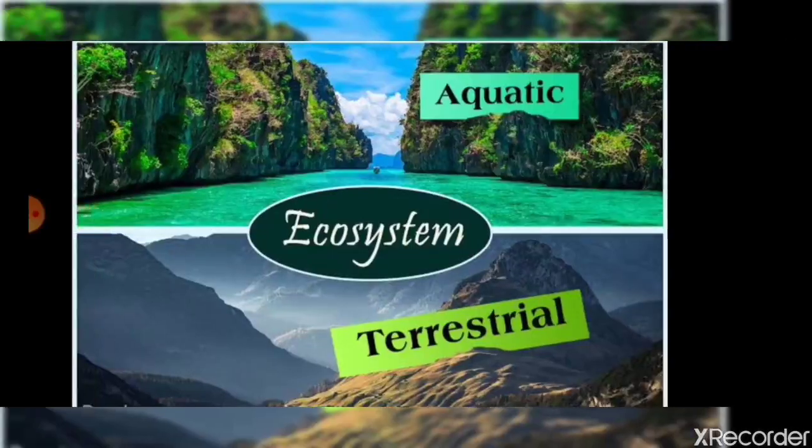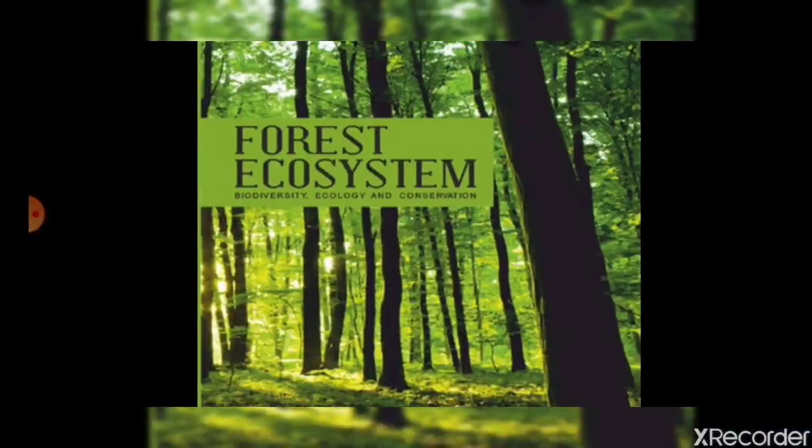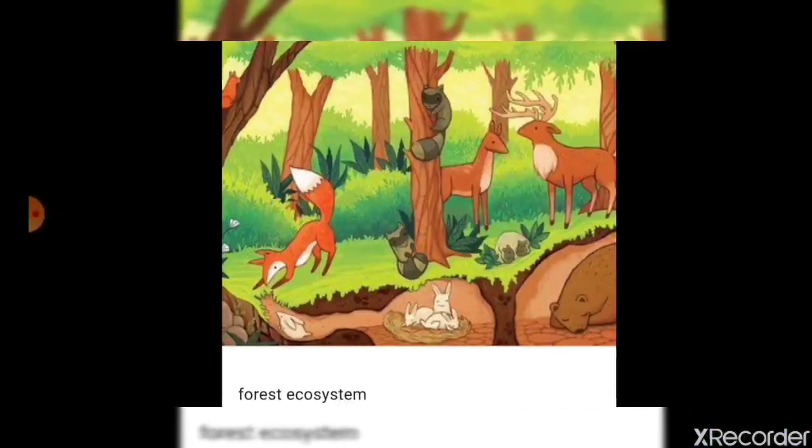Now let us study the types of ecosystem. Ecosystems are primarily of two types, terrestrial and aquatic ecosystems. Terrestrial ecosystems are of various types. First is forest ecosystem. The forest ecosystems have a wide variety of flora and fauna. Flora means plants and fauna means animals.